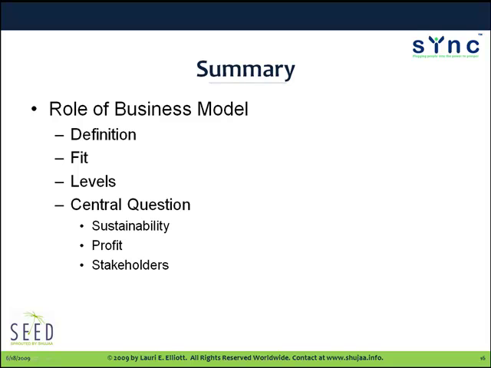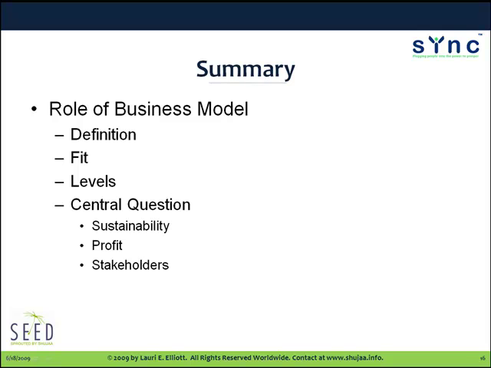We have covered all of the topics in this particular seminar. Let's just do a quick summary. First of all, the role of the business model. We said that the definition answers the question, how do we logically create value for our customers? Value meaning products or services that we provide. When we talked about fit, we said that the business model fits somewhere between the strategic and operational levels and comes between developing your corporate strategy and your business process model. I mentioned that there were different levels that a business model could be applied to. It could be applied to a project, a process, a product, or the full enterprise.